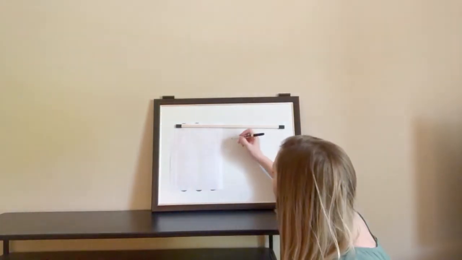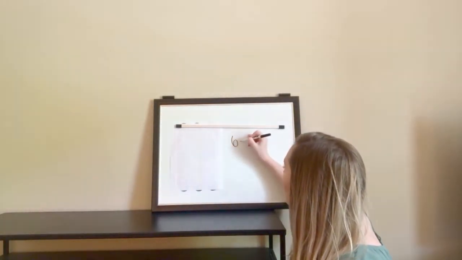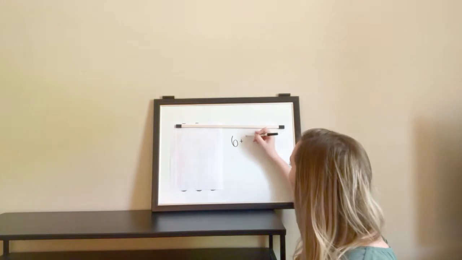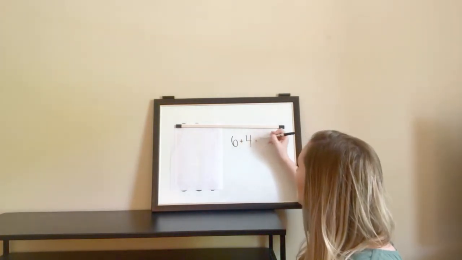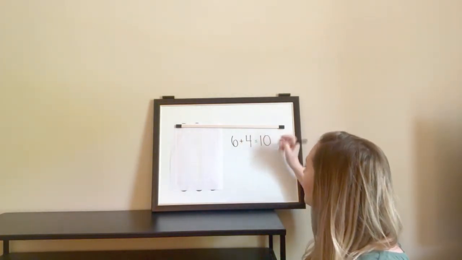7, 8, 9, 10. So I had these 4 fingers I had to add to make 10. If I'm going to write an equation to match that, I had 6, and then I added 4 more fingers, and I made 10.